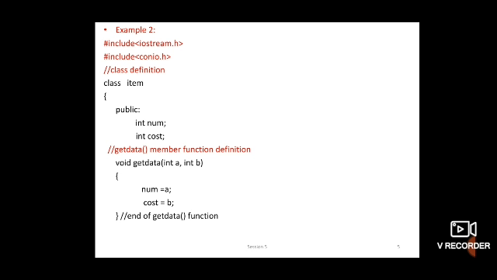Now see, num is equal to a means whatever data is stored in a, that data is stored in the num variable. Same like whatever data is stored in the b variable, that data is stored in the cost variable.